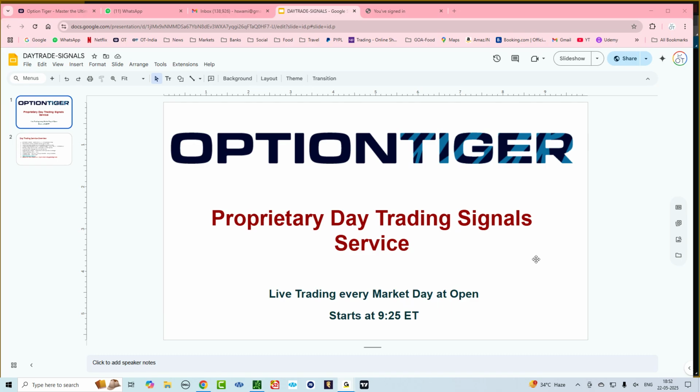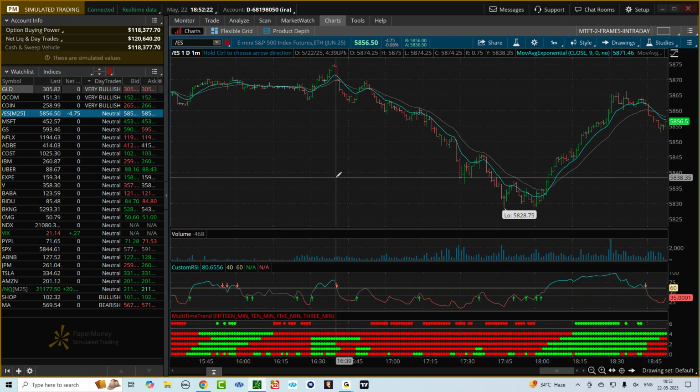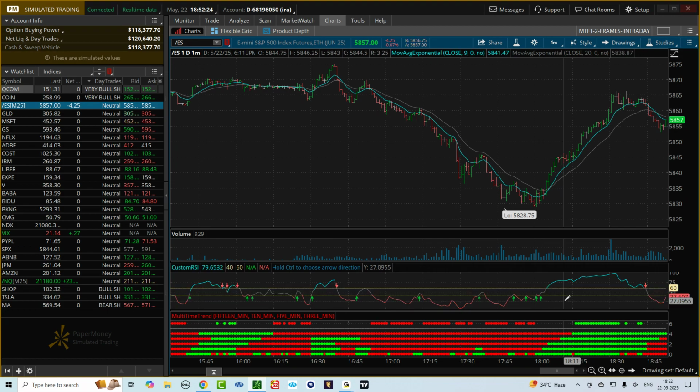So let's jump in. Before I jump into the service overview, I just want to go to the platform and just show what it is. So here we are. We are looking at the Think or Swim platform, and what you can see is the pre-market. And of course, in this day trading signal service, we are going to be using our proprietary indicators.